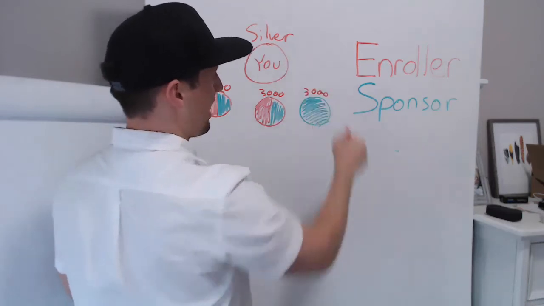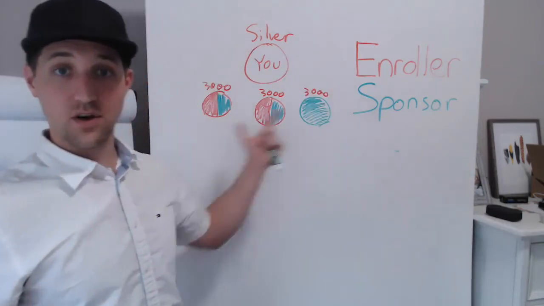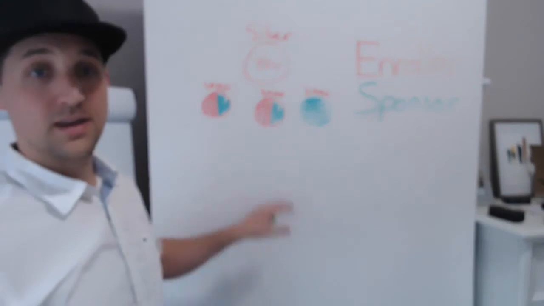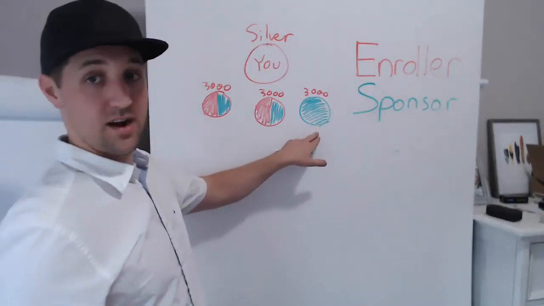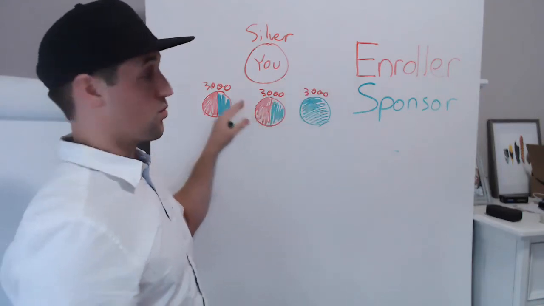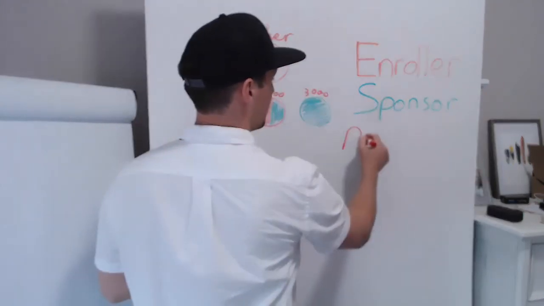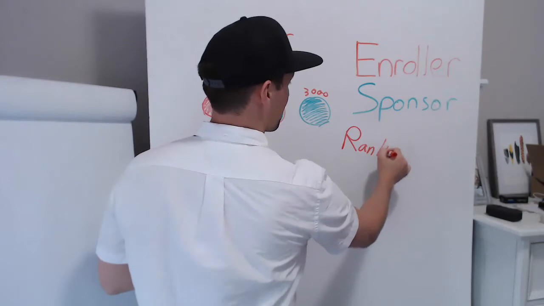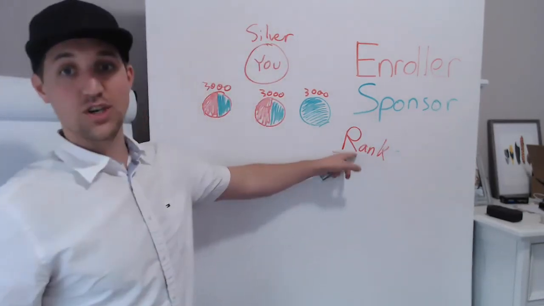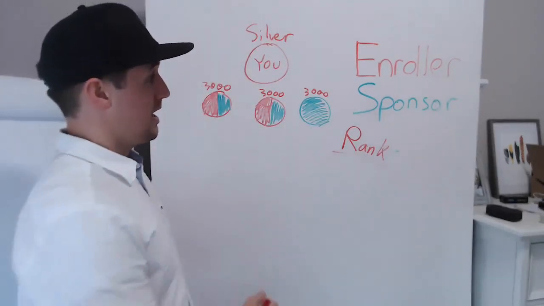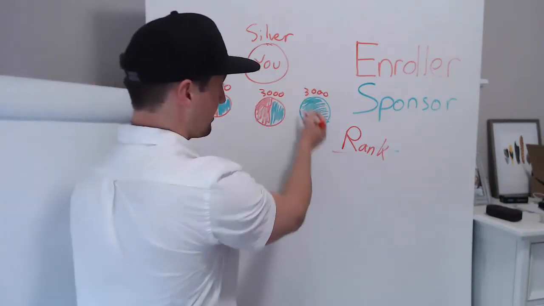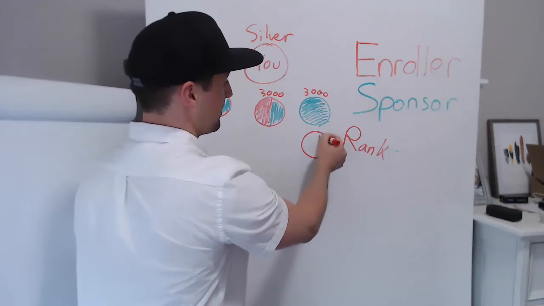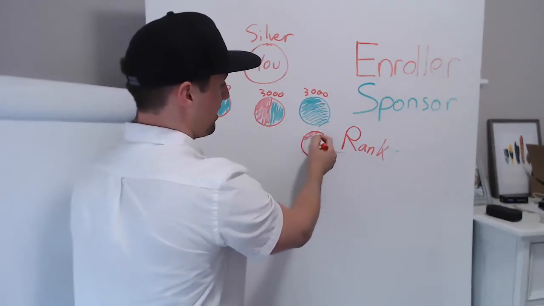And as a silver, you have to be an elite. So would you be a silver with this structure? No, you would not, because this person right here, you're not the enroller. So rank is enrollership-based, okay? Now, what you can do is you could sign up a contact of yours under this person, okay? And you're the enroller.